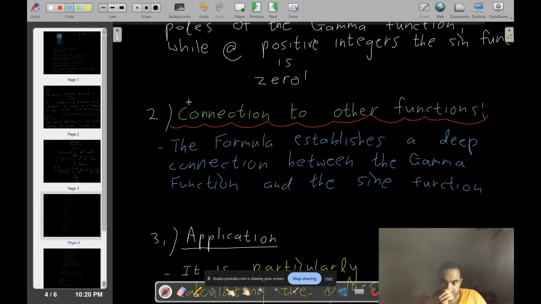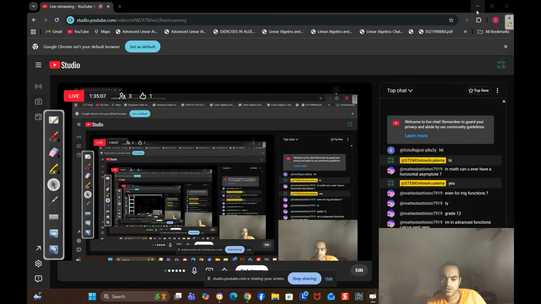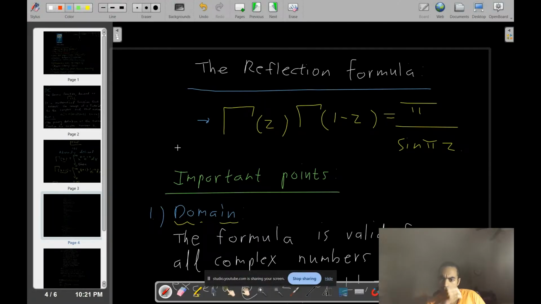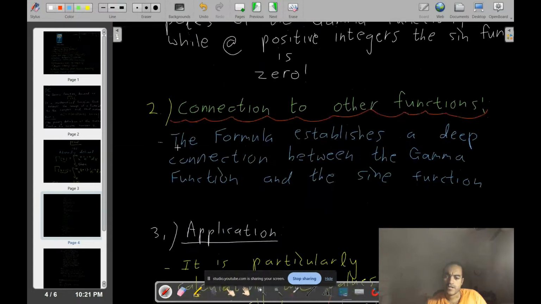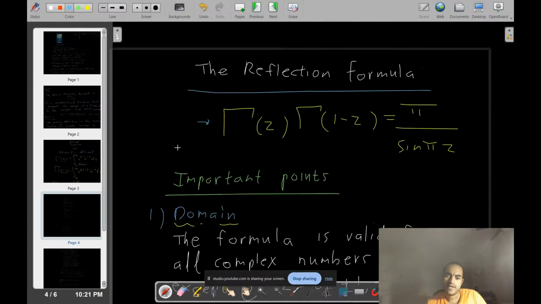Another thing I want to mention is the connection to other functions. This formula establishes a deep connection between the gamma function and the sine function. Anyone have questions on that specific formula? Not that I can see so far. It's just an interesting fact that the sine function is related to the gamma function. So gamma of z, gamma of a complex number, times gamma of 1 minus that complex number, is equal to pi divided by sine pi z.